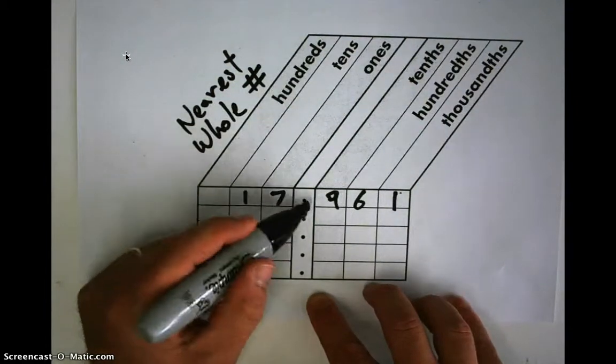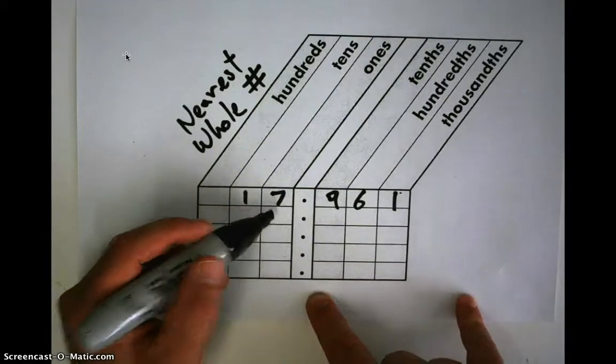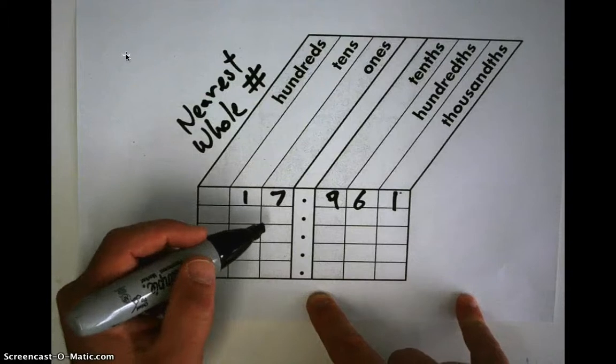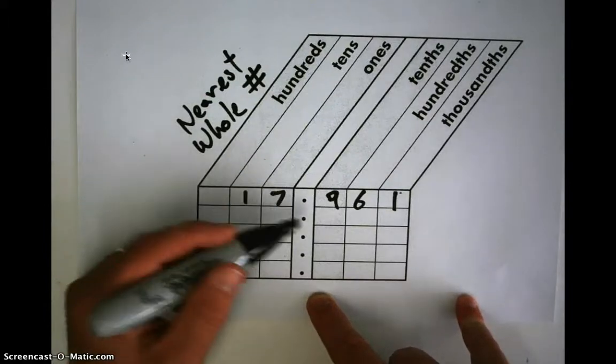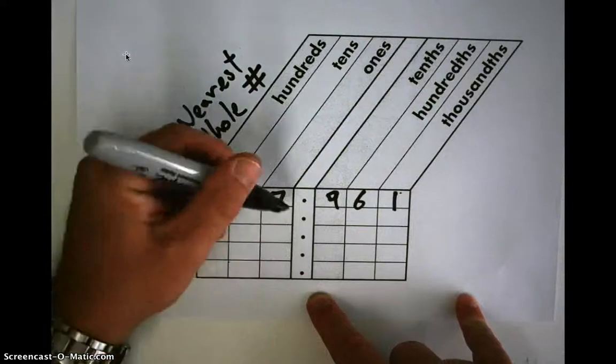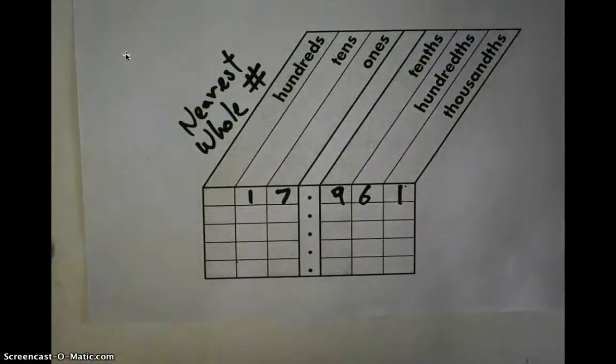A whole number is a number that has no fractions, no decimals. So it's not a mixed number. A mixed number is a number with either fractions or decimals. The whole number place would be right here. So we'd be looking at the 7.